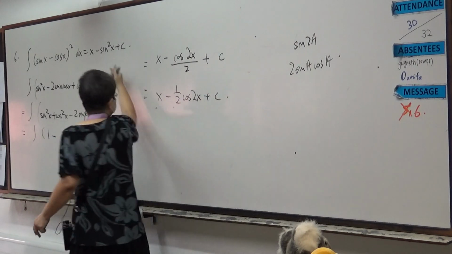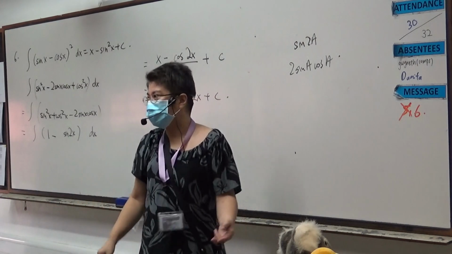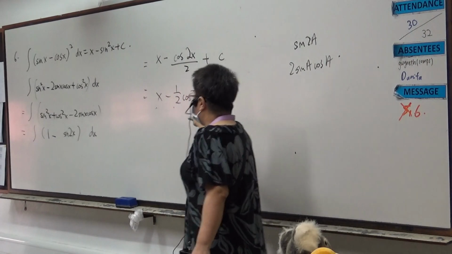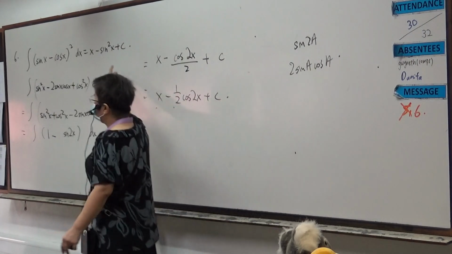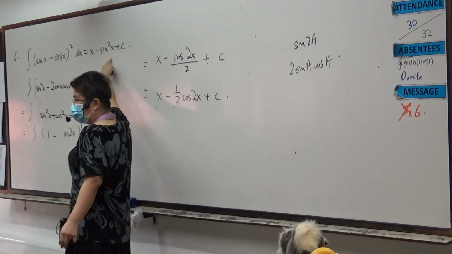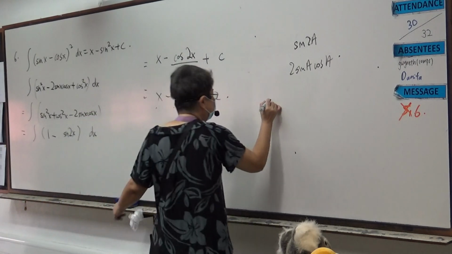Now, what's the difference between here and here? Can you tell me? This is cosine 2x, right? But they want it in terms of what? Sine square. Okay. Now, double angle formula.